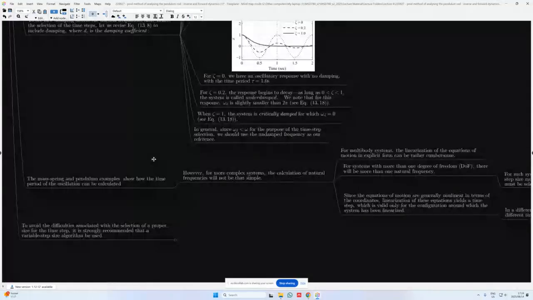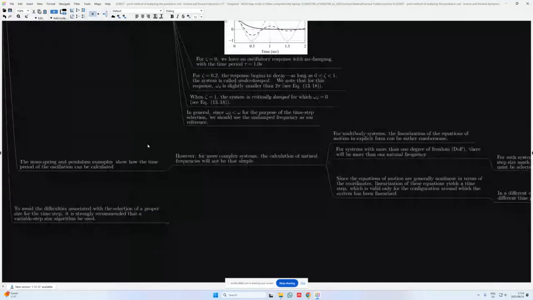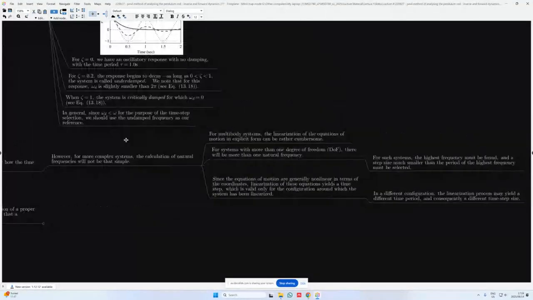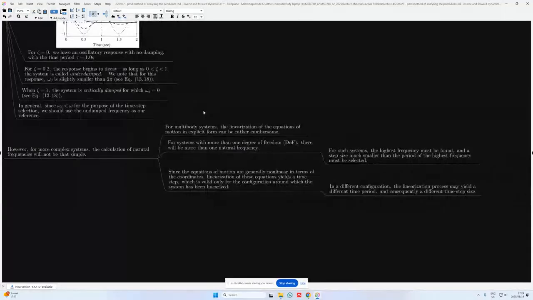The mass spring and pendulum rod examples show how the time period of the oscillation can be calculated. However, for more complex systems, the calculation of natural frequencies will not be that simple. For multi-body systems, the linearization of the equations of motion in explicit form can be rather cumbersome. For systems with more than one degree of freedom, there will be more than one natural frequency as well. In this case, the highest frequency must be found, and a step size much smaller than the period of the highest frequency must be selected.